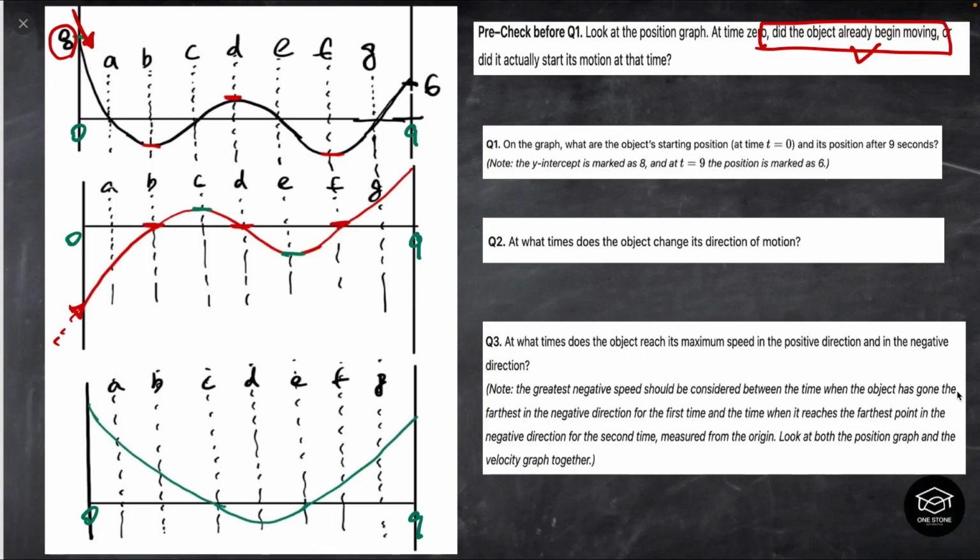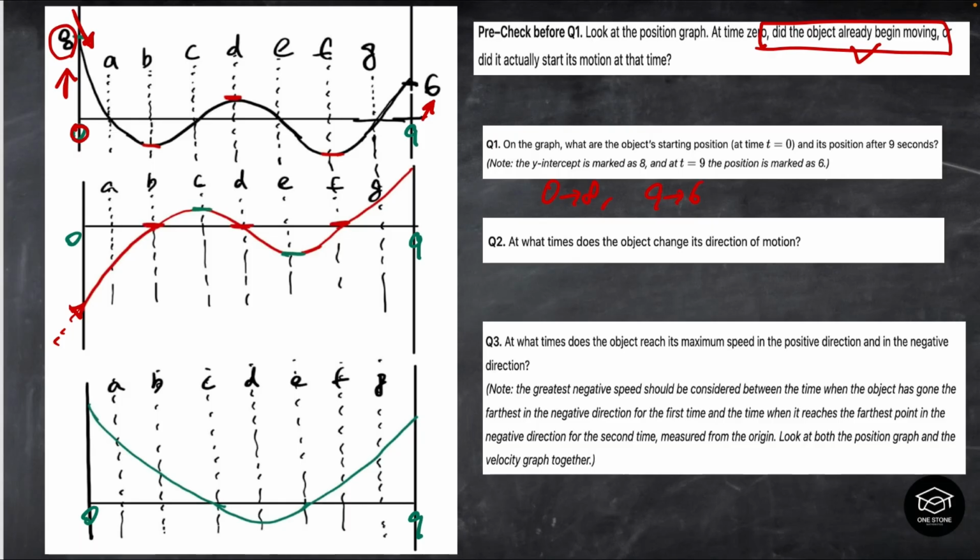Question 1. On the graph, what are the object's starting position at time 0 and its position after 9 seconds? The position is given by the y value. At time 0, the graph shows the position is 8. At time 9, the graph shows the position is 6. So the two positions are 8 at time 0 and 6 at time 9.